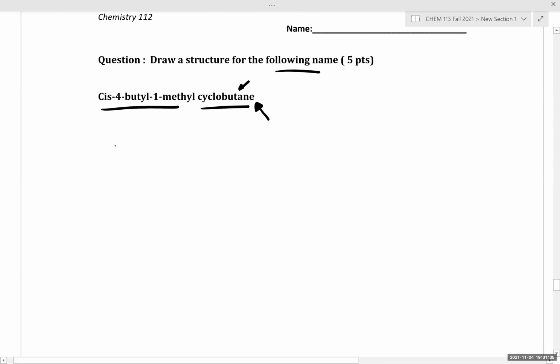Four. Cyclo, cyclic. Okay, we have a methyl at the 1 position. Oh, this name is messed up. It should be 1-butyl 4-methyl following numbering. So we have our butyl at the 1 position. We have a methyl at the 4 position.